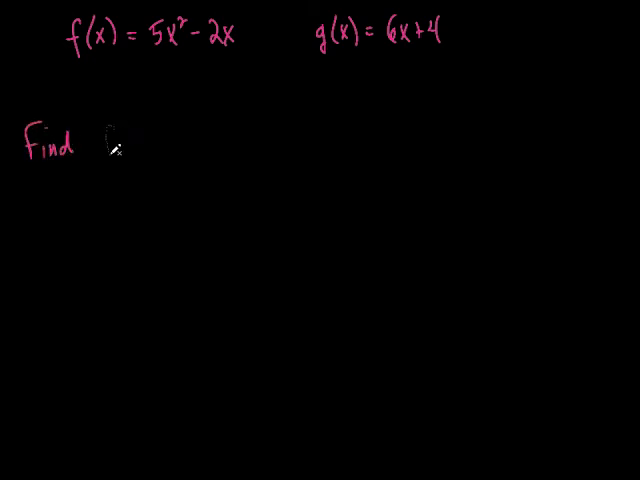Let's do a little bit of a different type. So let's say, here's my f function, and it's 5x squared minus 2x. And then my g function is 6x plus 4. All right? And they're going to ask you to do this. They're going to say find f composition g, and we'll just put a nice easy number in there of 2.